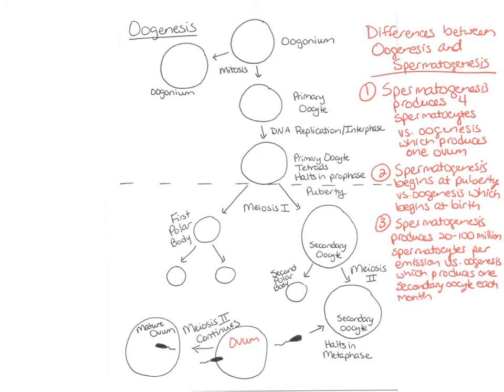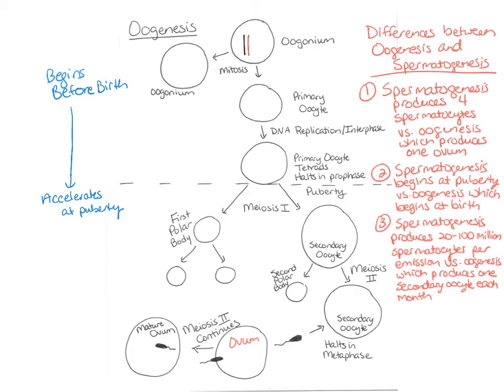So let's talk about oogenesis. Like I said, oogenesis begins before birth. Then it accelerates at puberty and will end at menopause. So in the beginning, we start with mitosis, and this begins before a female is born.